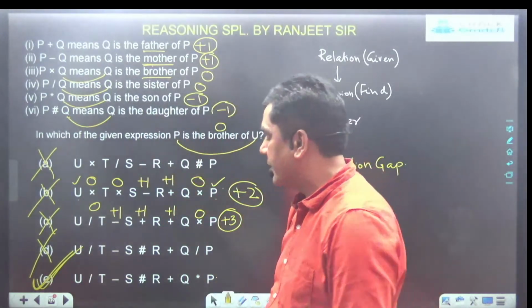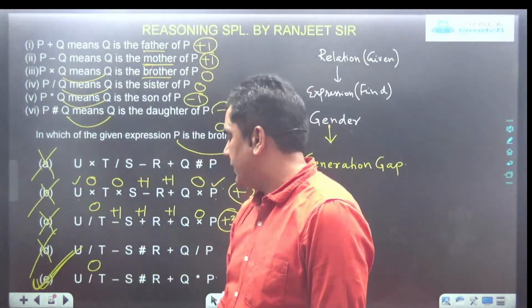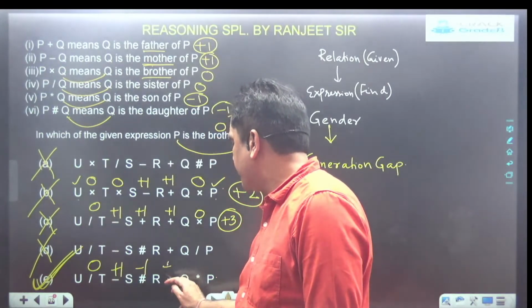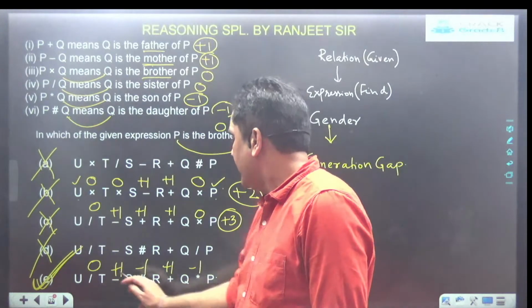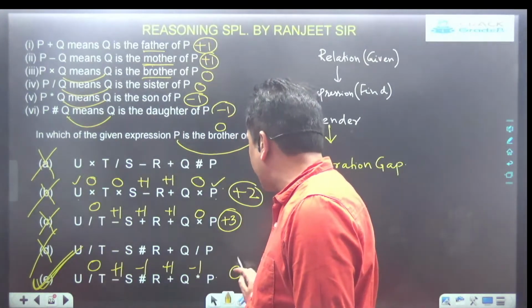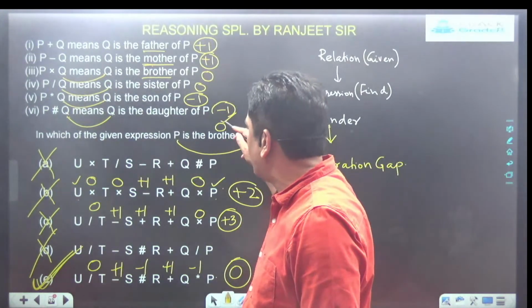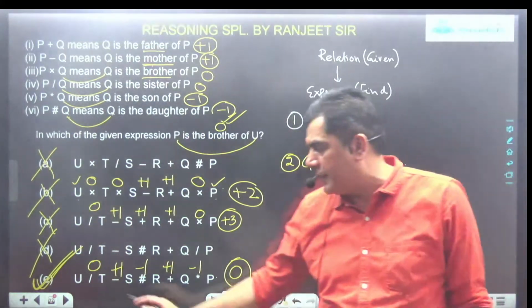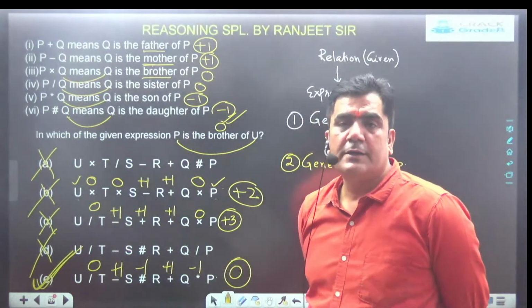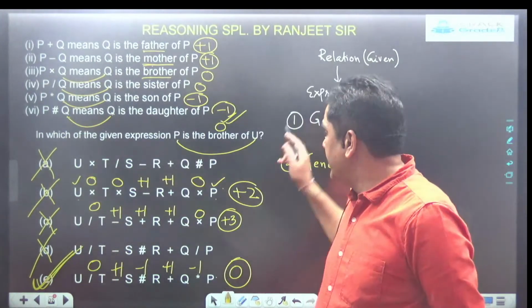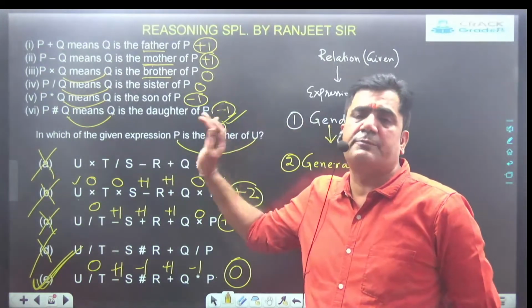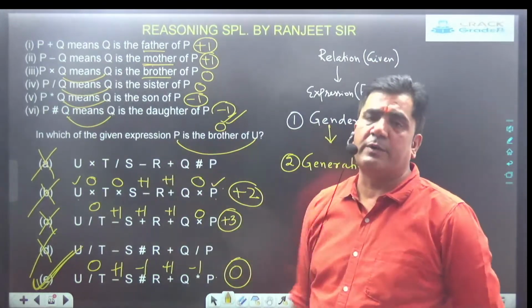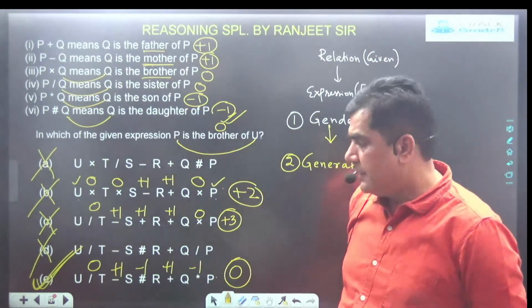Let's take the last one. Sister means 0. Mother means plus 1. Daughter means minus 1. Father means plus 1. Son means minus 1. If I add all of them, it comes out to be 0, and this is what I am looking for. So the answer should be E. Clear? By using these 2 steps, I can solve any question based on this. Clear? Let's go with the next one.